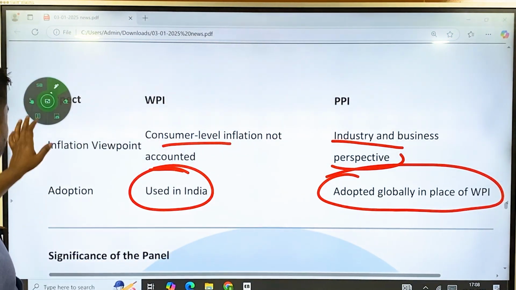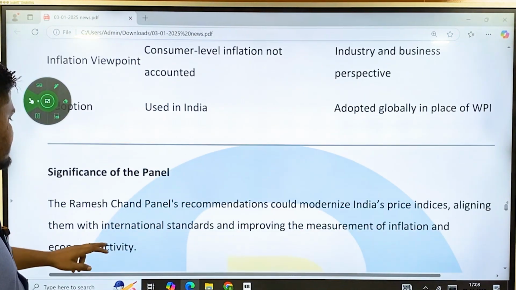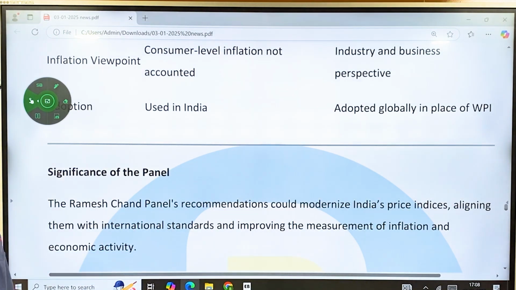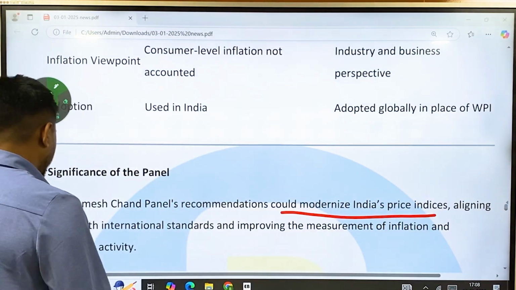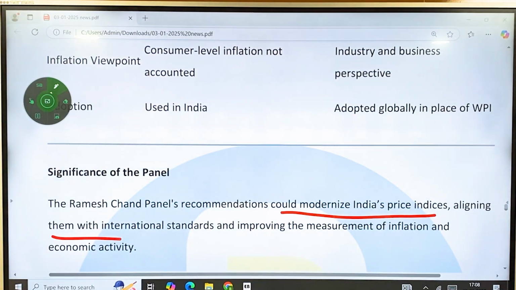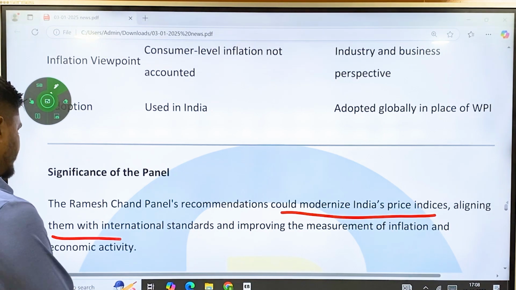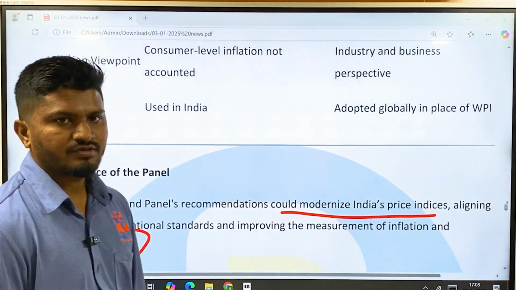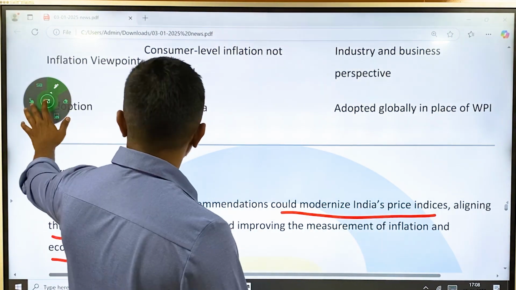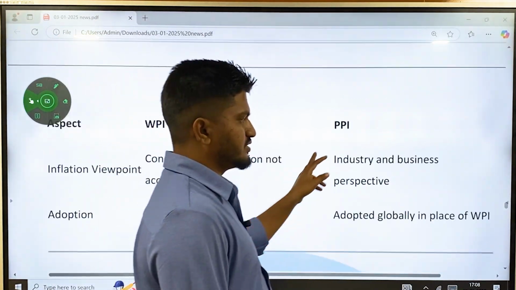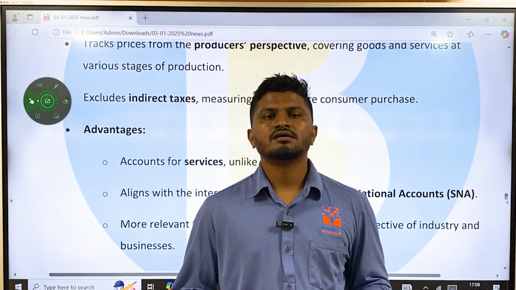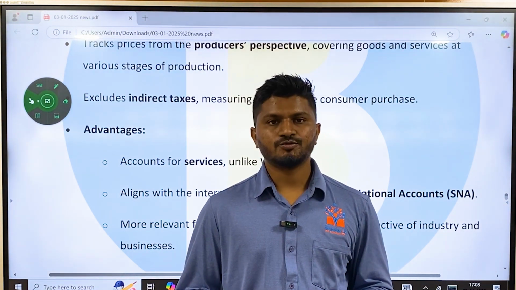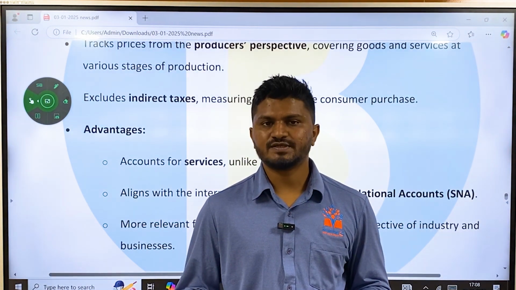Okay, so what is the significance of the Ramesh Chand panel? The Ramesh Chand panel's recommendations could modernize India's price indices, aligning them with international standards and improving the measurement of inflation and economic activity. Okay, so these are the important articles which I wanted to discuss with you today. Very important and very relevant articles from your UPSC perspective, for prelims, mains, and interview.